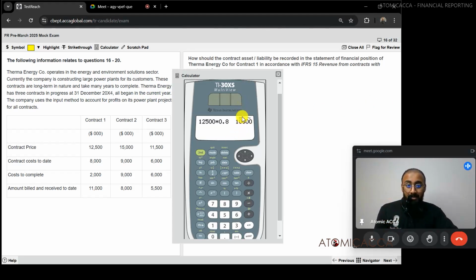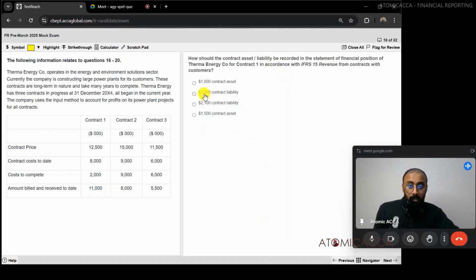Now, 10,000 revenue is what I am eligible or have the right to get. But what did I bill my customer? 11,000. So I was supposed to get only 10,000, or I am eligible to get only 10,000, but I billed my customer 11,000. So there's an extra 1,000 that I am still pending to be eligible to get. So that 1,000 is called a contract liability. So $1,000 contract liability will be our answer over here.